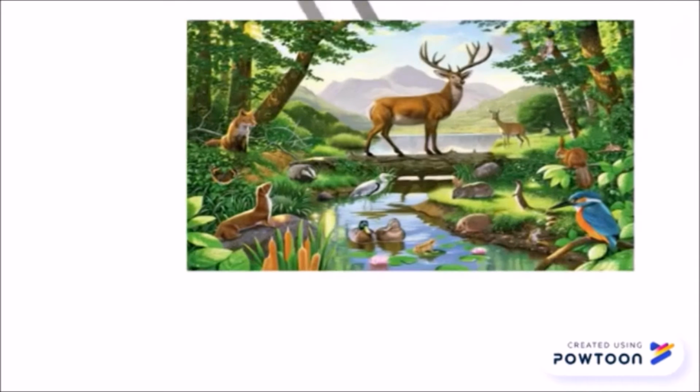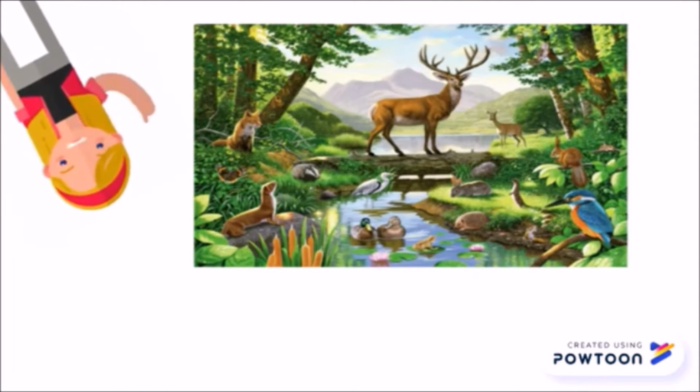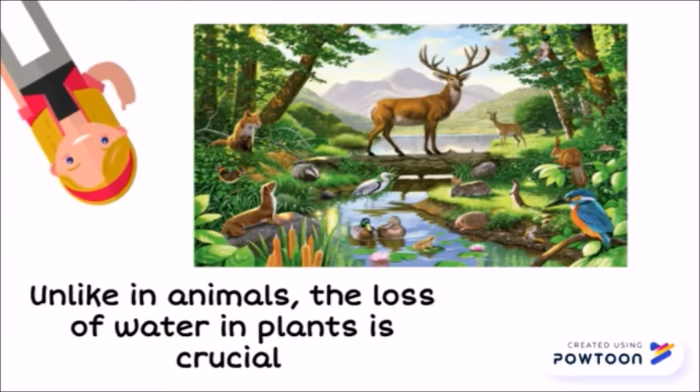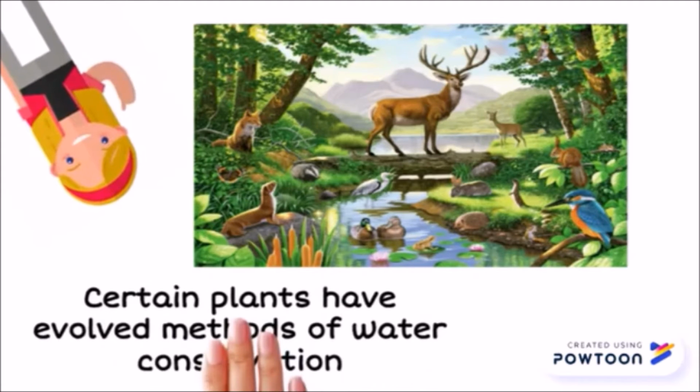Plants share with animals the problems of obtaining water. But unlike in animals, the loss of water in plants is crucial to create a driving force to move nutrients from the soil to tissues. Certain plants have evolved methods of water conservation.